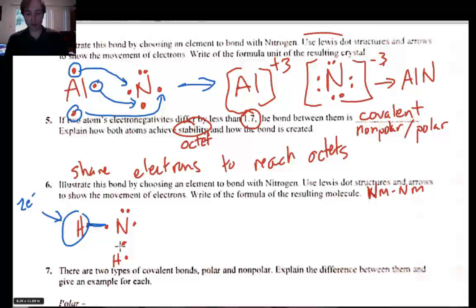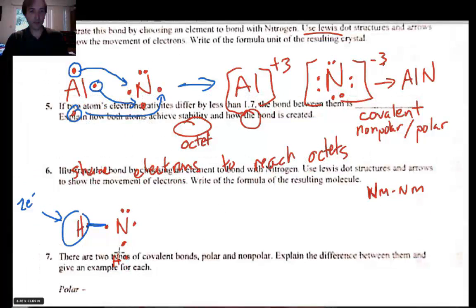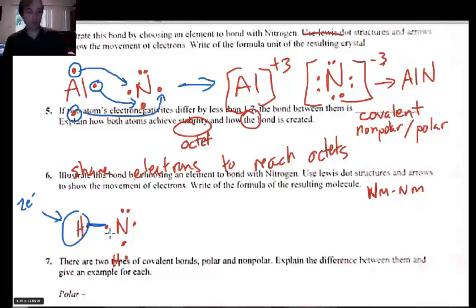Okay, so we add another hydrogen, and when we do that, so we connect these two, right? Now, again, the hydrogen's happy because the hydrogen has 2 electrons, which is what it needs for its octet, but the nitrogen is still unhappy. It has 1, 2, 3, 4, 5, 6, 7 electrons. It still needs to get to 8. So we add another hydrogen.